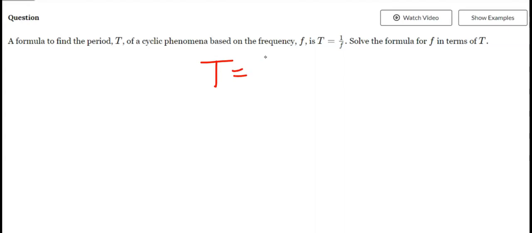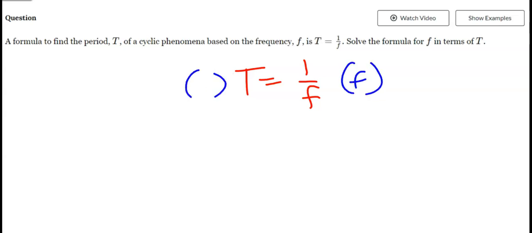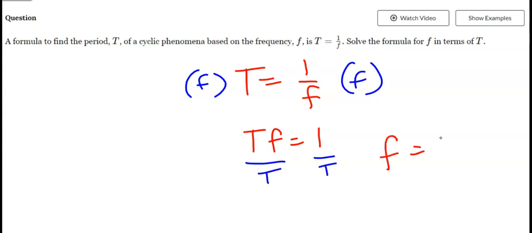So let's get started by first realizing that the variable that you're trying to isolate cannot be in the denominator. So to clear that from the denominator, we're going to multiply both sides by f, giving us t times f is equal to 1, and now we can isolate the letter f by dividing both sides by t. The final answer is f is equal to 1 over t.